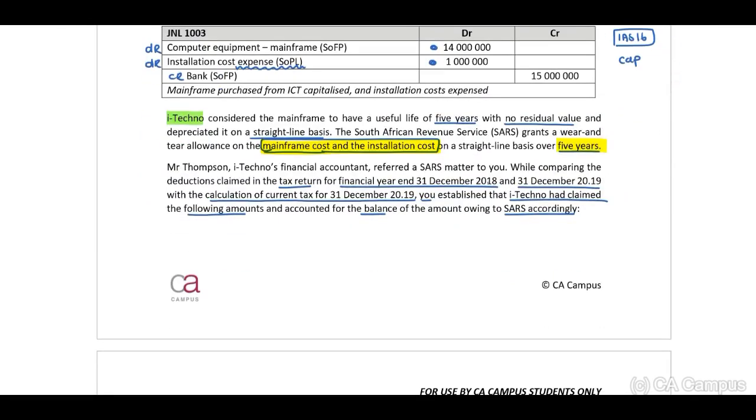In terms of the tax, remember, they have indicated to us, look at the left side please, I'm including a green arrow. They've indicated to us the South African Revenue Service grants a wear and tear allowance on the mainframe cost and installation costs. And therefore, we are able to identify that SARS agrees that they had to capitalize the 15 million. You with me on this?